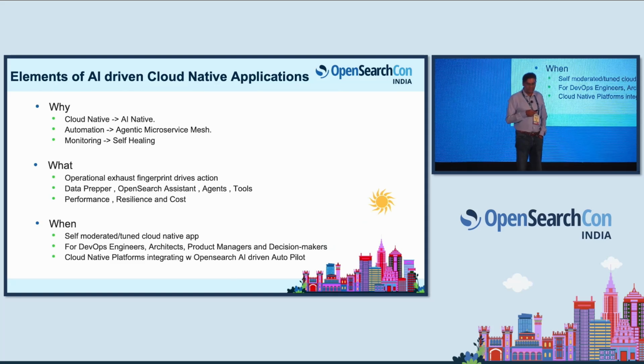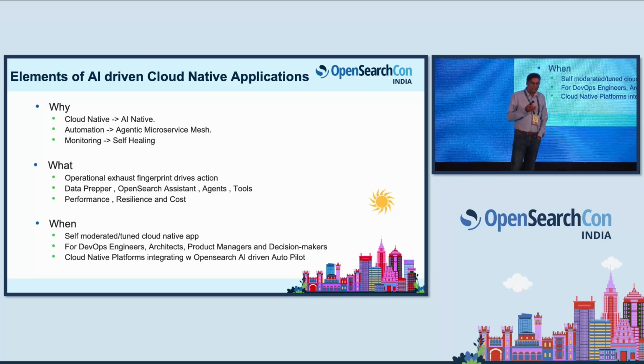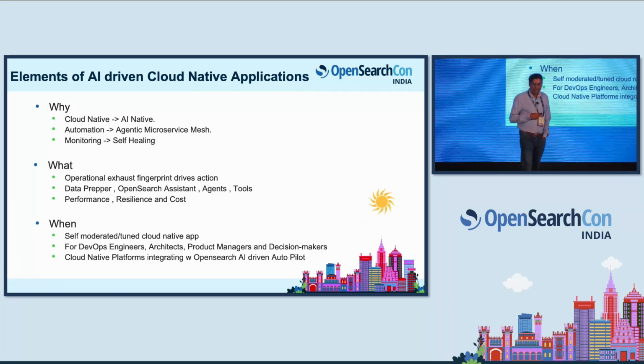Now, what is offered by OpenSearch is the rich ecosystem of ingestion and orchestration through Data Prepper, OpenSearch assistants, and the newly evolved agents and tools in their toolkits. These enable us to not only scale and have it auto-run, but also to optimize on performance, resilience, and cost, and do those in an autopilot manner. And we will see some examples of how that can be done.